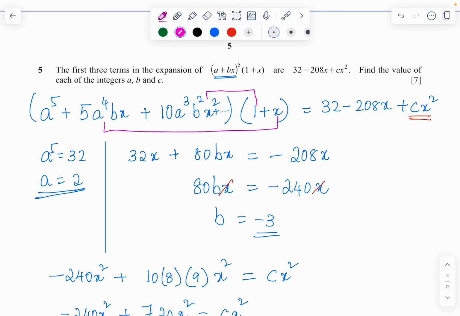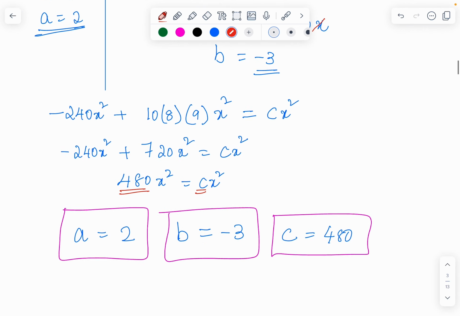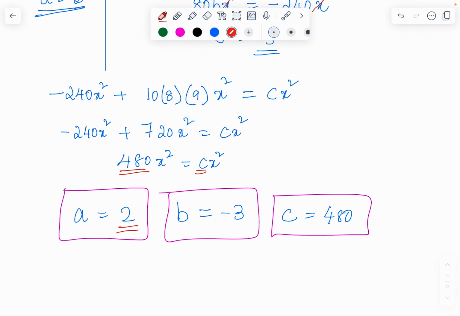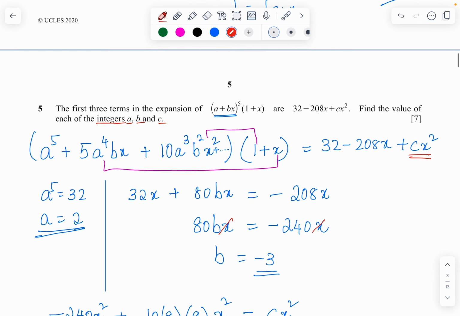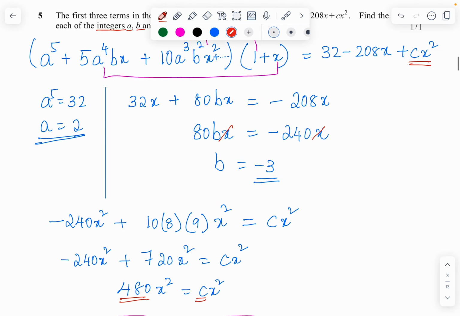One more thing I want to highlight: we can also double check with the question, which says integers a, b, and c. You can see that our answers are all integers, which means maybe our answer is correct. This is how you can reflect on your answers, whether they are correct or not.